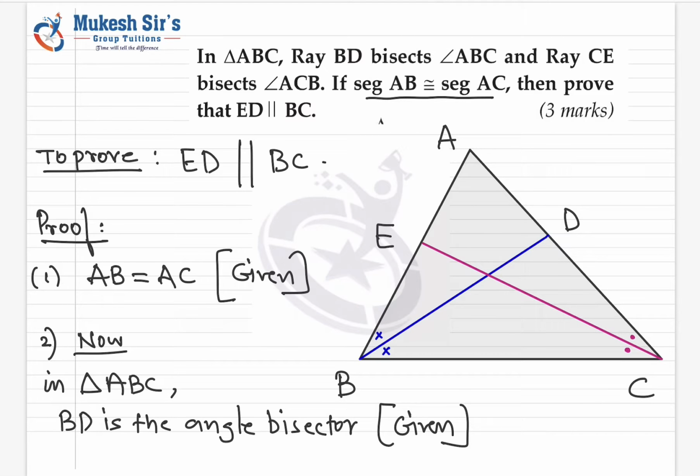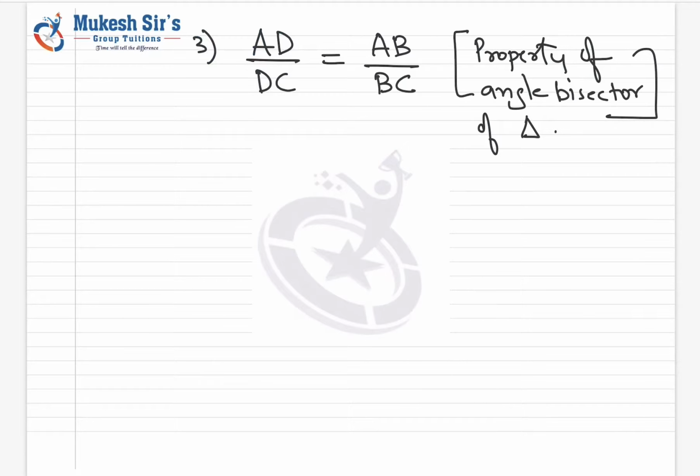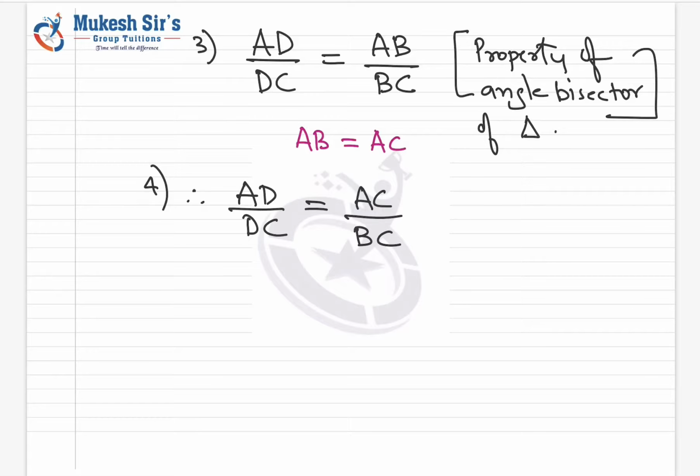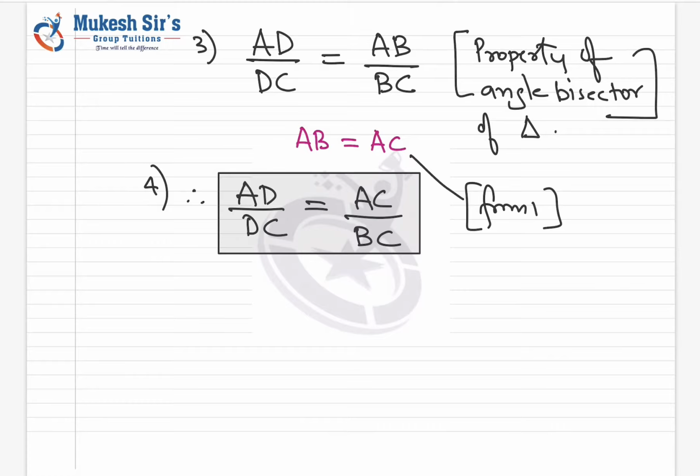But AB is equal to AC, right? So instead of AB, I can write AC. So I am substituting AB is equal to AC from 1. So equation 3 becomes, therefore AD upon DC will be equal to AC upon BC. This comes from equation 1. Clear? So I got AD upon DC is equal to AC upon BC.